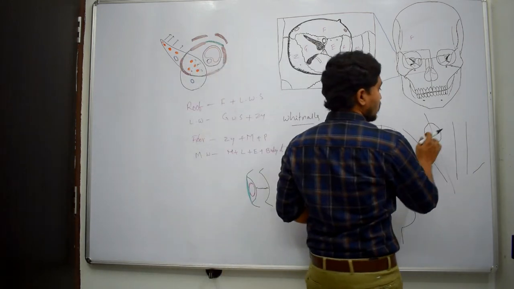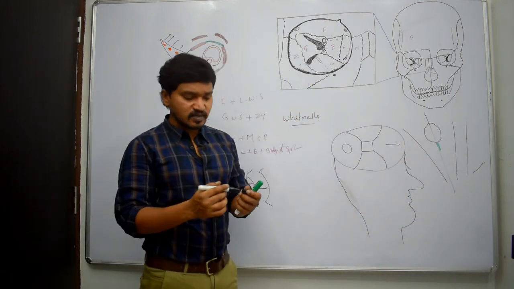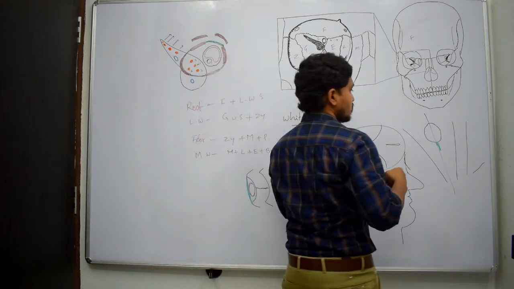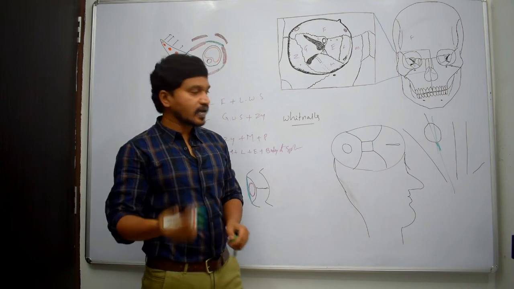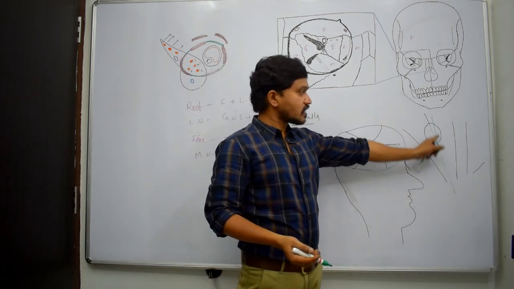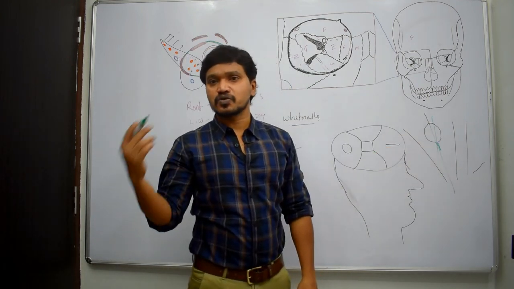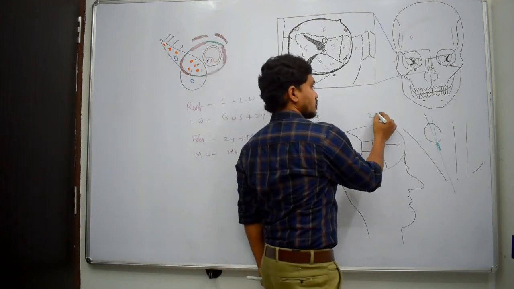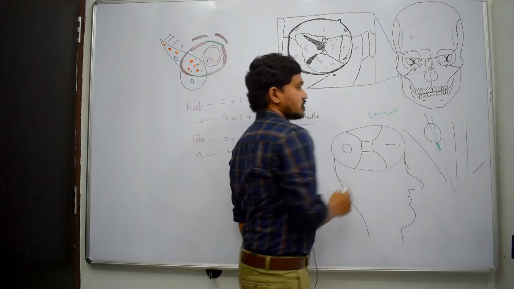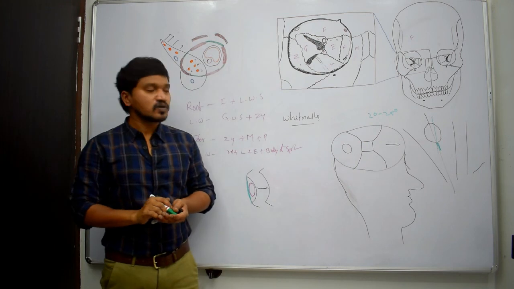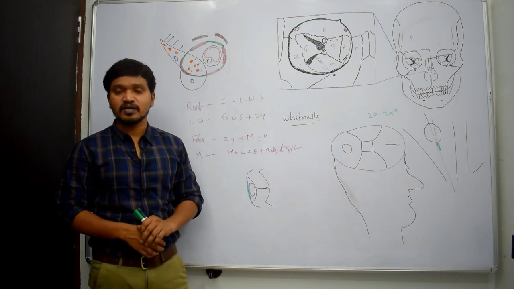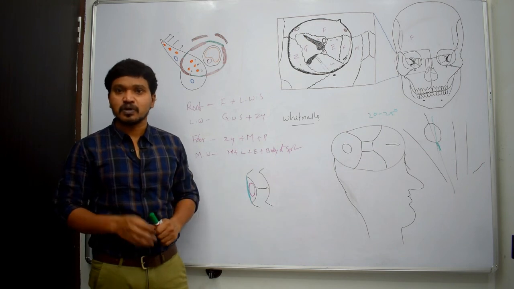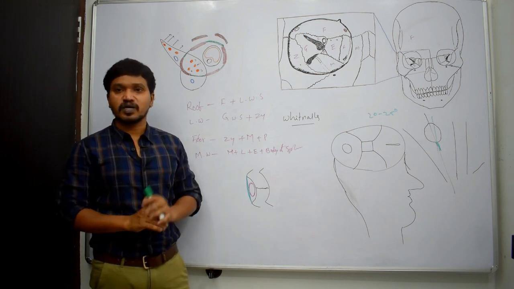Then the visual axis will be passing like this, right? So the angle between the orbital axis and visual axis is around 20 to 25 degrees. Clear? So this is orbital axis. With this we have completed bony orbit. After the break we will discuss the structures which are present in the bony orbit one by one.